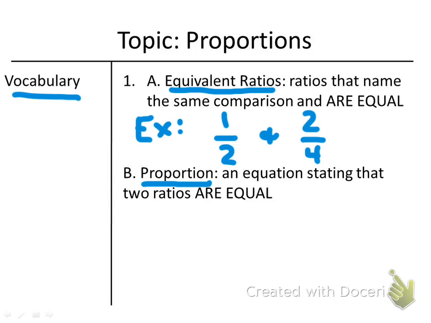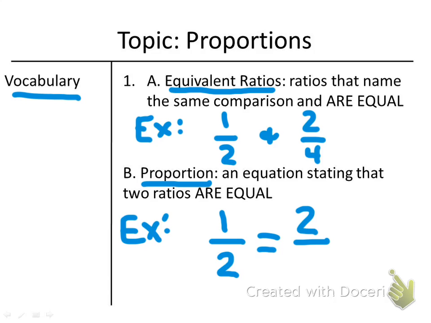Letter B, a proportion, is an equation stating that 2 ratios are equal. So an example of a proportion would be making it an equation and adding the equal sign to say that 1/2 equals 2/4.